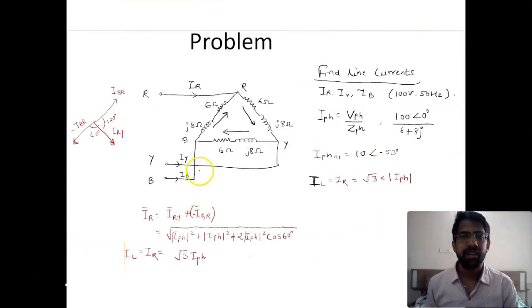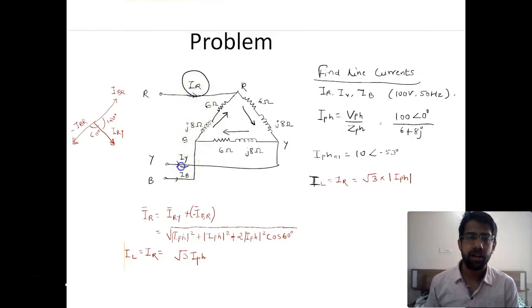Let us see. So this is problem number 1.20. We have to find the line currents in the given circuit. Alright, you can see a delta connected load here. Every load is equal 6 ohm plus j8 ohm. Now we need to find out the line current. That means we need to find out IR, IY and IB.